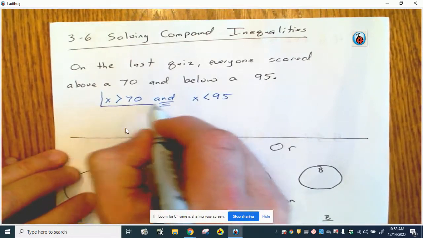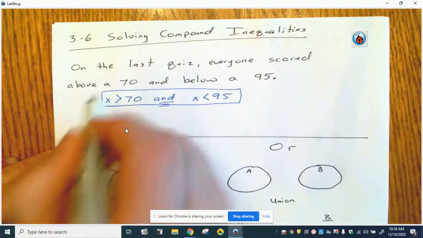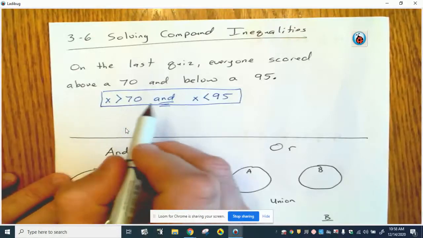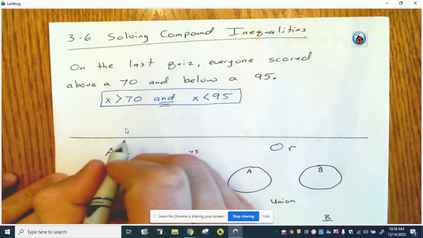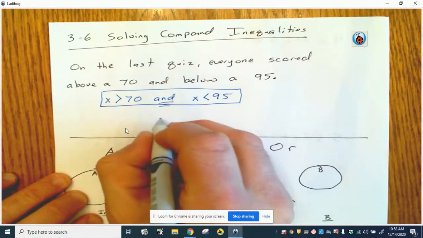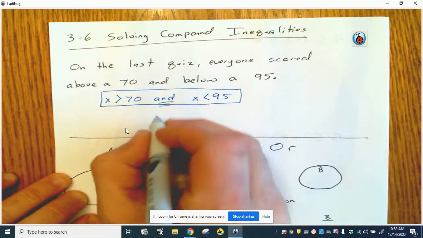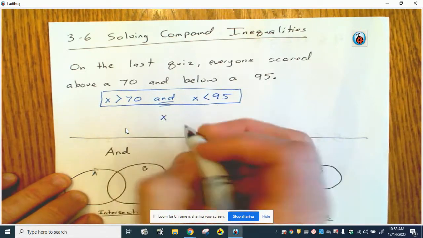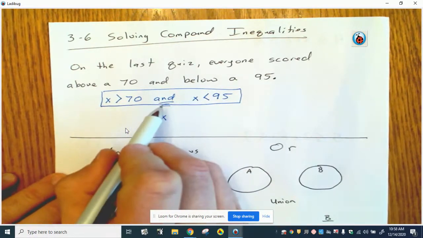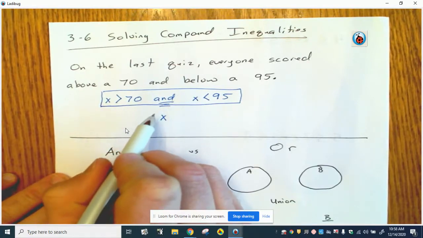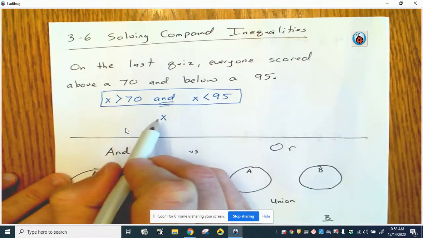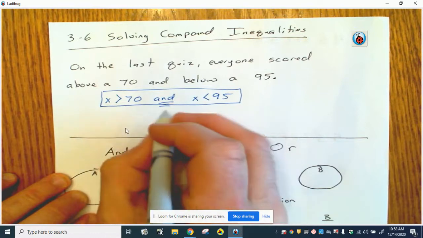Now, this is one way we could write this compound inequality. We could write it as two different inequalities. But we also like a little bit of a shorthand note where we can put the x in the middle. Anytime we're doing an and, especially, we can write it as a compound inequality, meaning we have two different inequalities going at the same time.